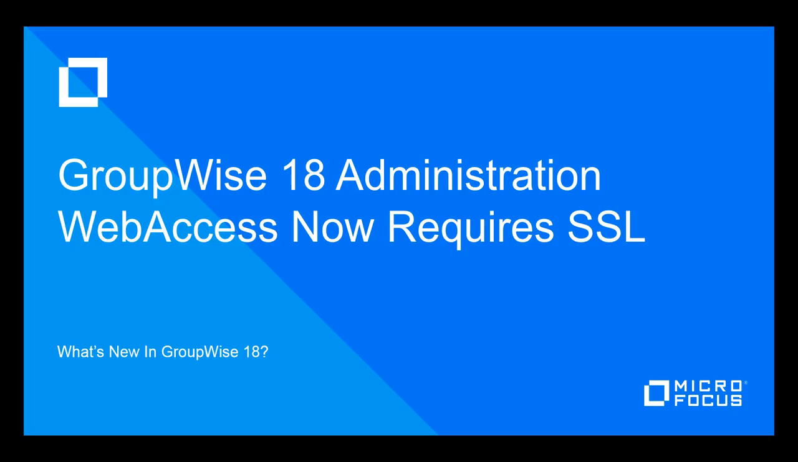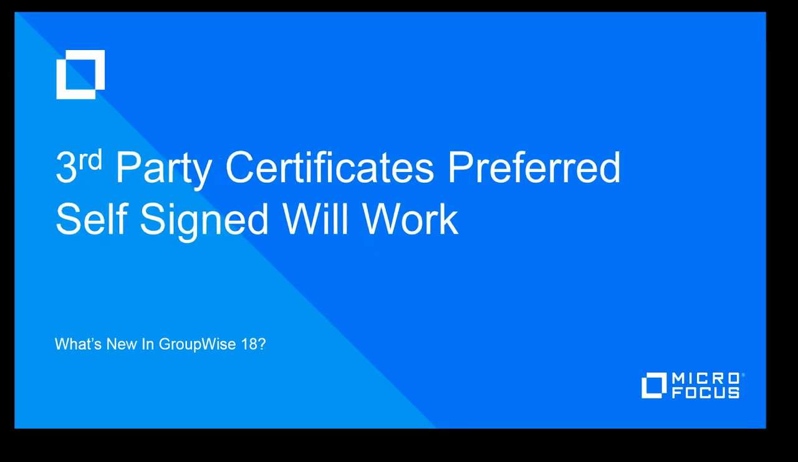With the release of the GroupWise 18 code, new SSL requirements have been put in place for the Webaccess solution. In the past, we allowed for non-SSL connections, and a number of installations took advantage of that option. But let's be honest, that just isn't a good practice these days. The preferred option is to have a third-party signed certificate from a recognized CA.